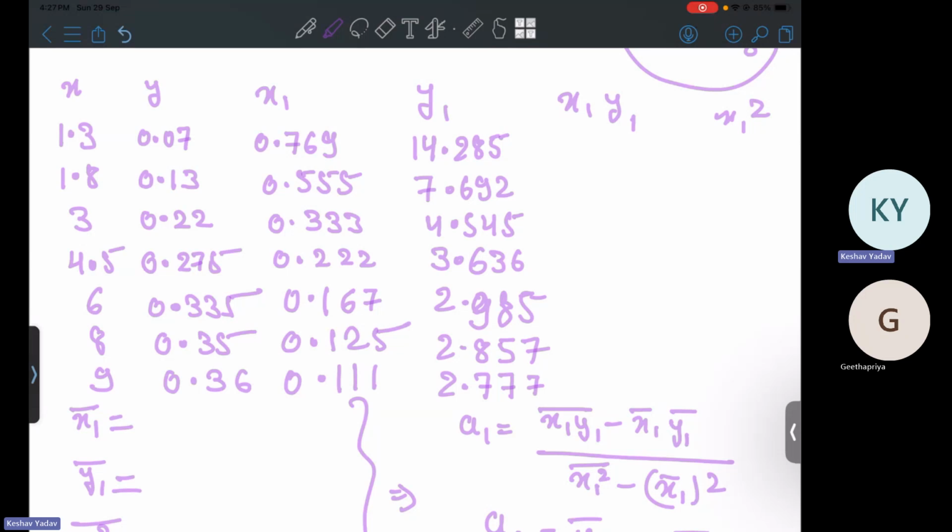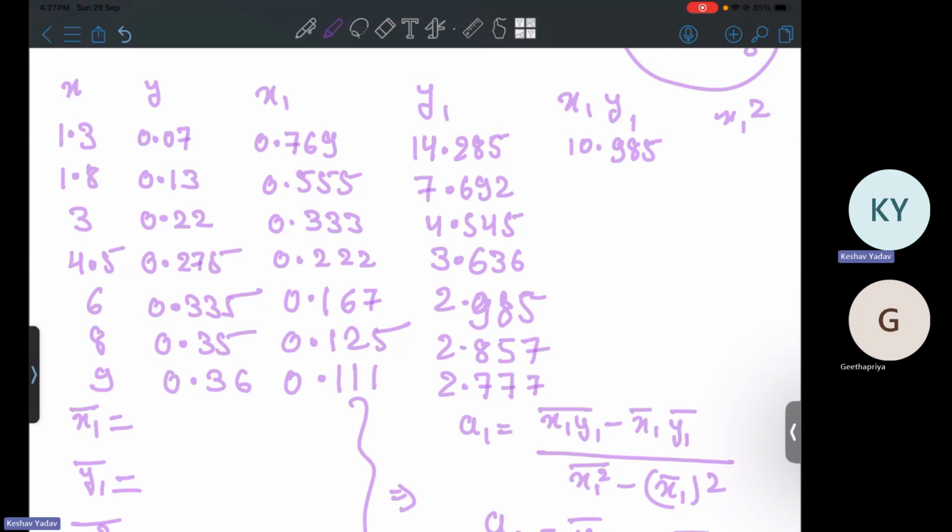Now we need to find x1 y1 multiplication. Please do it by yourself also, otherwise there is no need to do this problem here. Okay, please try to do it by yourself. Now we need to do the multiplication. So 0.769 multiplied by 14.285 will lead to 10.985.